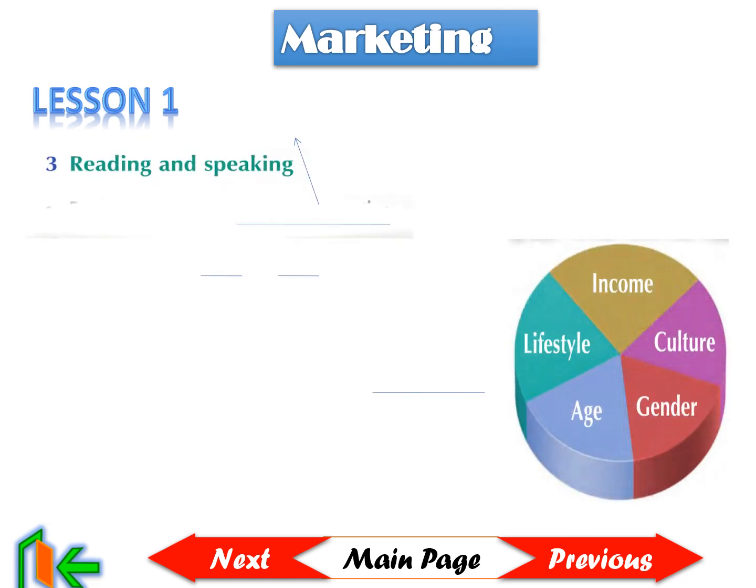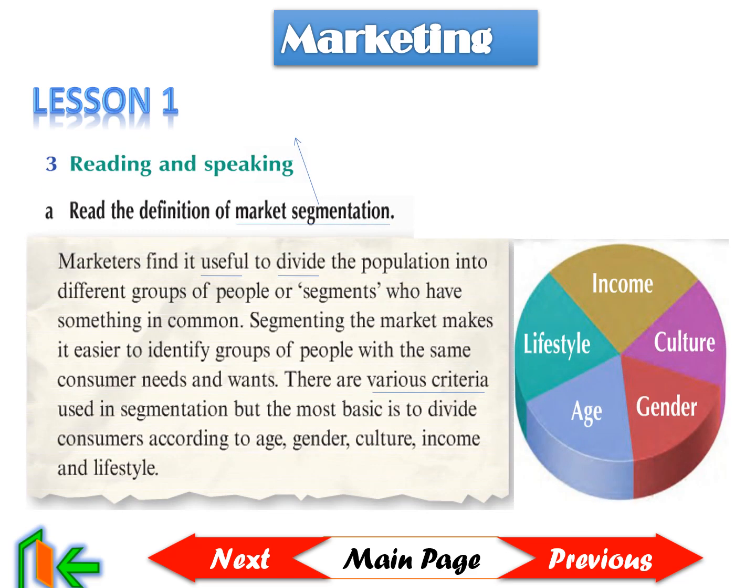Then comes this reading activity, and it's about segmentation. A segment is a part of a thing, so segmentation is a way of dividing consumers into groups with common needs. When you have a company and a product and you want to market or promote this product, you have to use segmentation. Segmentation is dividing the market according to age.